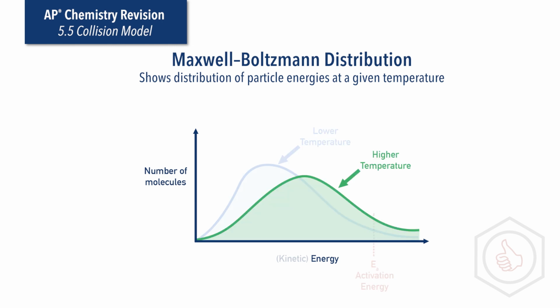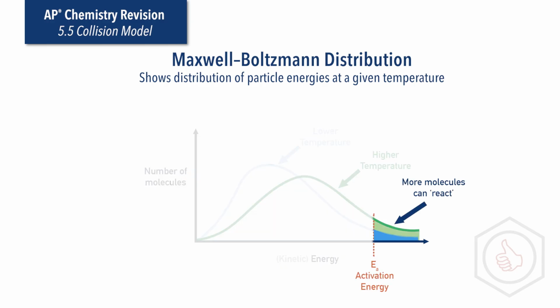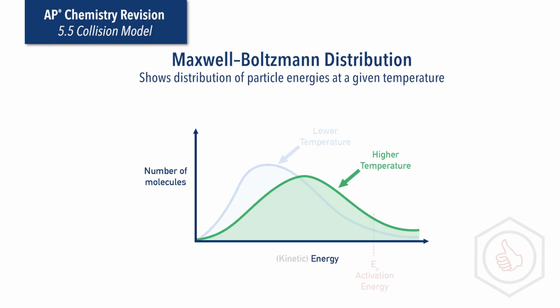Increasing the temperature shifts the curve to the right and lowers the peak, meaning more molecules have energy greater than or equal to activation energy. The total number of molecules, however, stays the same, so the area under the curve is unchanged. The area under the curve is proportional to the total number of molecules in the system.